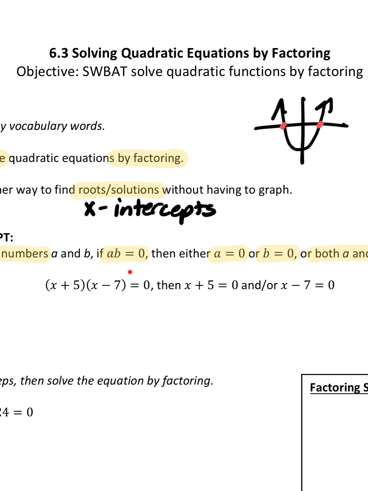So looking at this problem right here, x plus 5 times x minus 7, you know how to get to this point right here, okay? Now we're setting that whole equation equal to 0, and what we're doing in this next part, where it says then x plus 5 equals 0 and/or x minus 7 equals 0, is just splitting this off and setting them both equal to 0. Then x minus 7 equals 0. And then we're solving for x using one-step equations, okay?